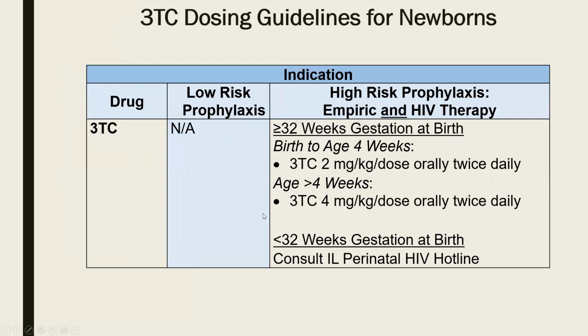For 3-TC, you would not be using this for low-risk prophylaxis, but in a high-risk prophylaxis situation, we do have dosing down to 32 weeks gestational age. If the child or infant is less than 32 weeks, we advise you to consult the Illinois Perinatal HIV hotline.